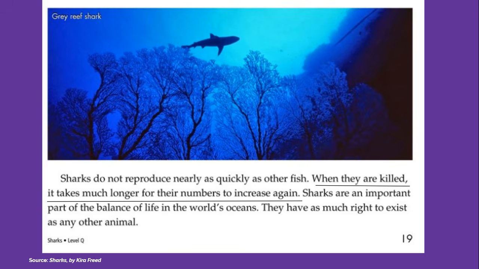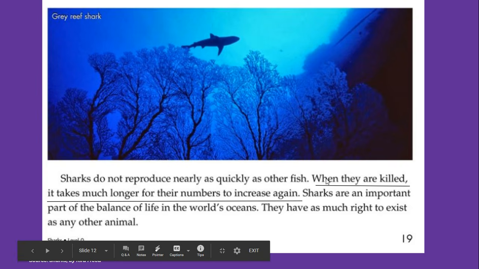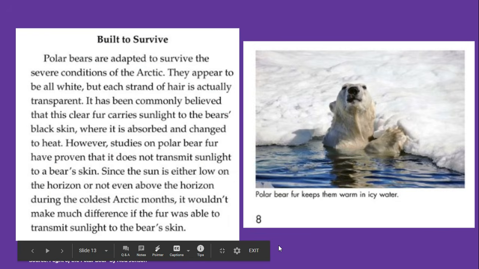Here it is. When they are killed, it takes much longer for their numbers to increase again. Our dependent clause comes first, followed by a comma, and then we have our independent clause. Remember, our independent clause can stand alone by itself to make a sentence. Our dependent clause cannot. When they are killed. Here's our last example.